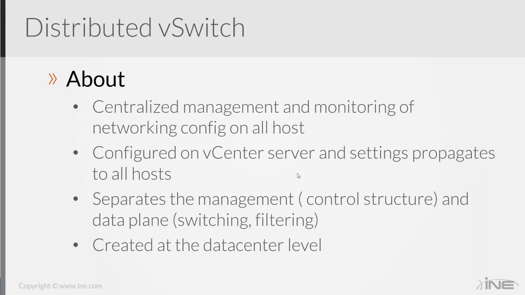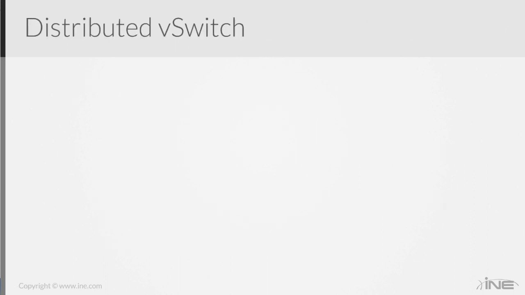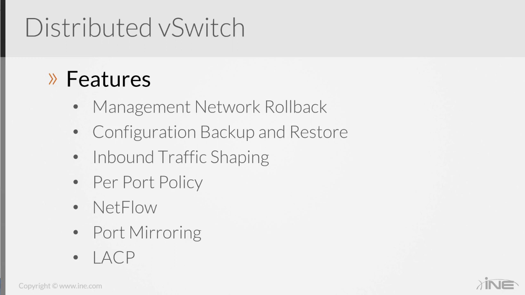Okay, let's take a look at some of the main features of distributed vSwitches compared to our standard vSwitch. So one of the main features of a distributed vSwitch is our management network rollback capability. So we could roll back a configuration change that would disconnect that host management network. The rollback capability prevents us from losing management access to that host that we are working on.